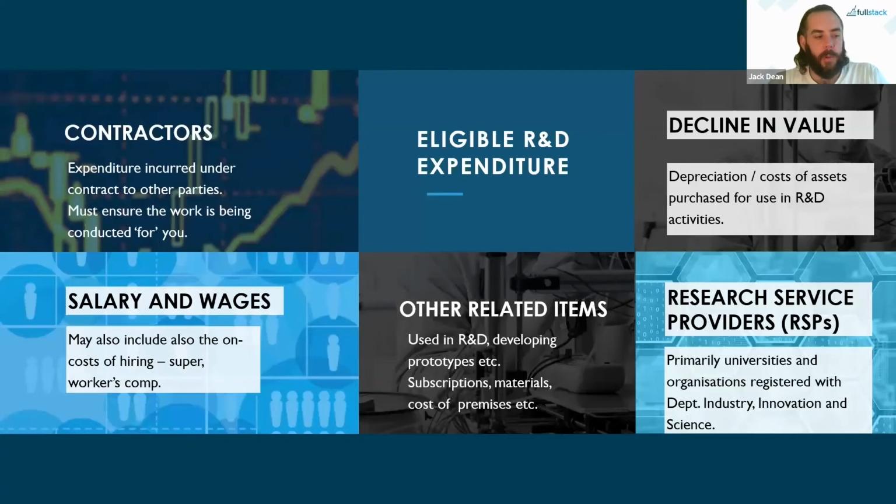So broadly, most categories of expenditure are able to be included. Salary and wages and contract costs form the vast majority of costs for software companies. You may also be able to claim things like subscription costs that were purchased for use in R&D, the rent and electricity, internet, those kinds of things as well, where you can demonstrate that there's a link to the conduct of the core R&D activity.